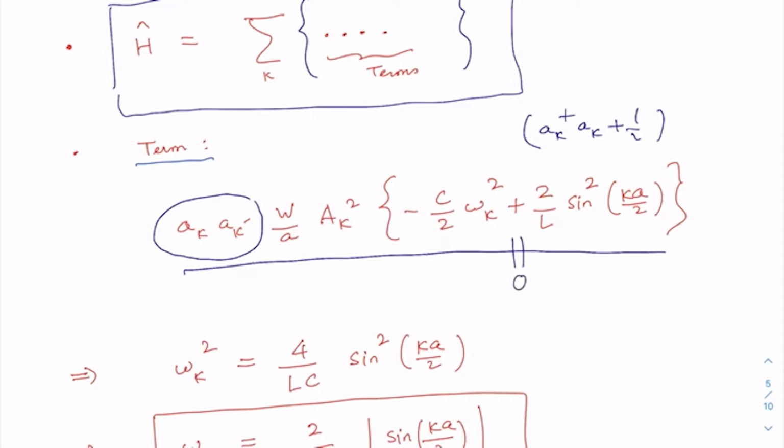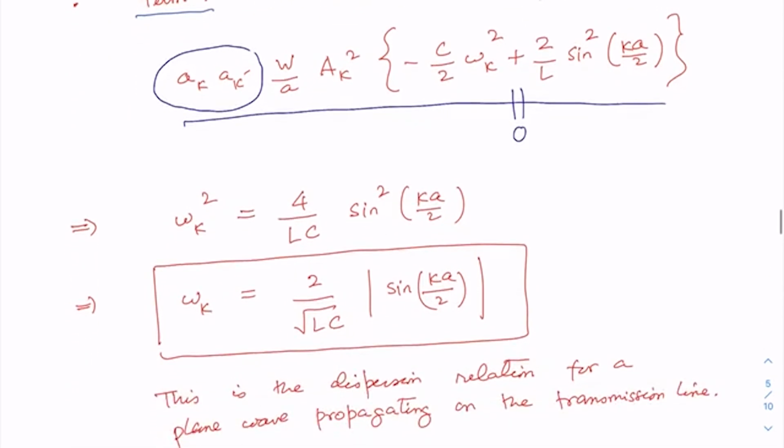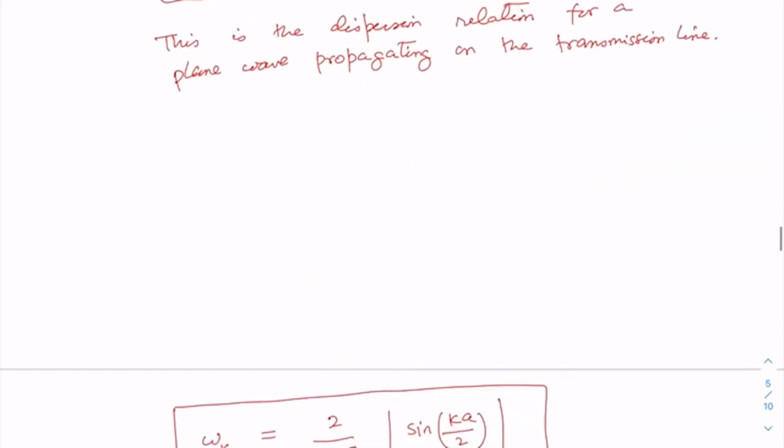if we can make the term inside this curly bracket equal to 0, and that can be done if we take omega_k like this. Omega_k is basically the frequency of the kth mode, and this is the dispersion relation, in fact the dispersion relation for a plane wave propagating on the transmission line.